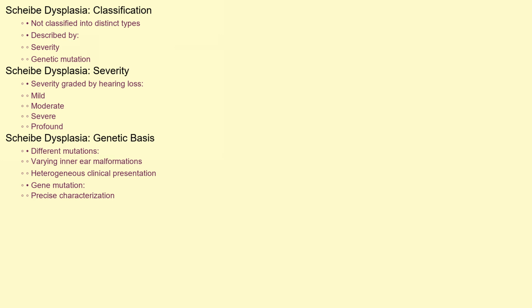Scheibe dysplasia is not typically classified into different types, but rather described by the degree of severity and the specific genetic mutation involved. The severity of hearing loss is graded according to standard audiological classifications: mild, moderate, severe, and profound. Genetically, different mutations can lead to varying degrees of inner ear malformation, contributing to the heterogeneity of clinical presentation. Describing the specific gene mutation provides a more precise characterization of the condition.